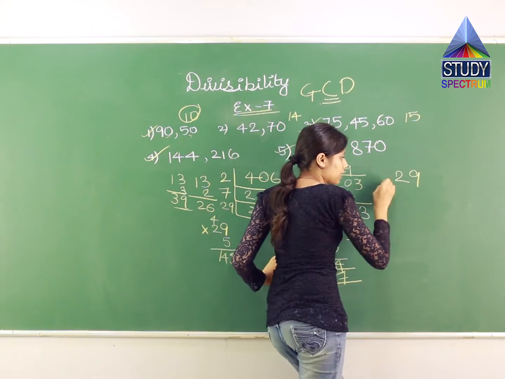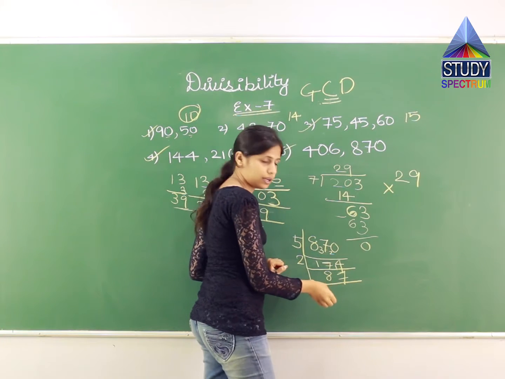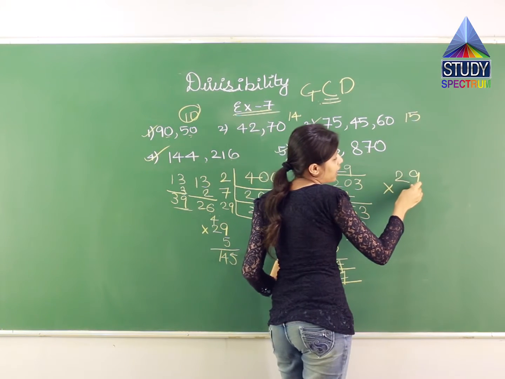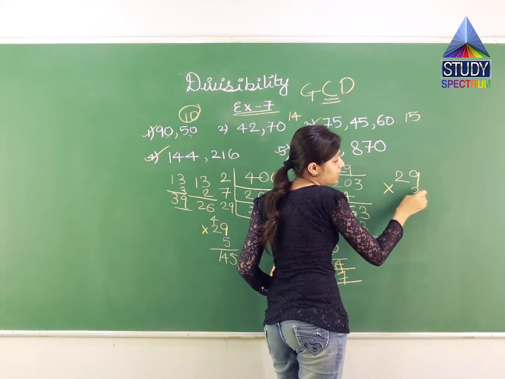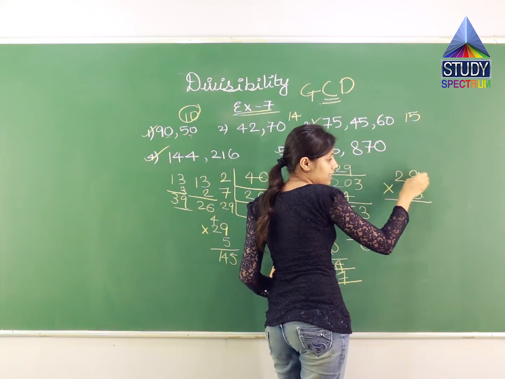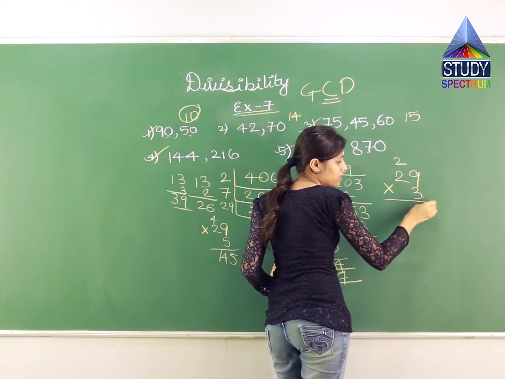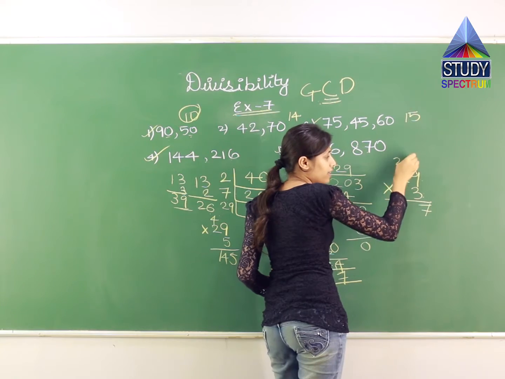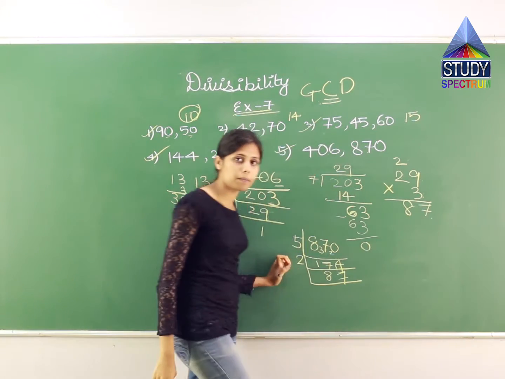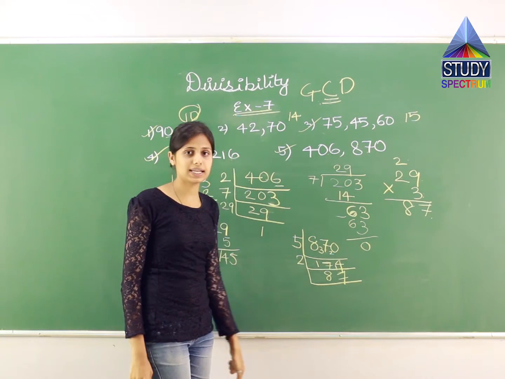29 के टेबल में मुझे कितना चाहिए? 87. So 9 1s are 9, 9 2s are 18, 9 3s are 27. Let us try with 3. 9 3s are 27. So 2 over here, 7 over here. 3 2s are 6, 7 8. Yes, I get 87. Means 87 is divisible by 29, right?